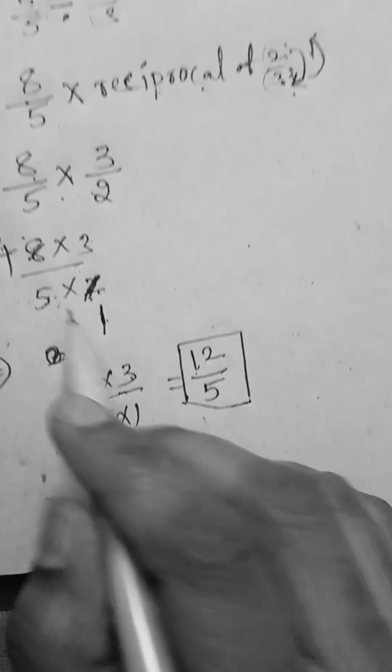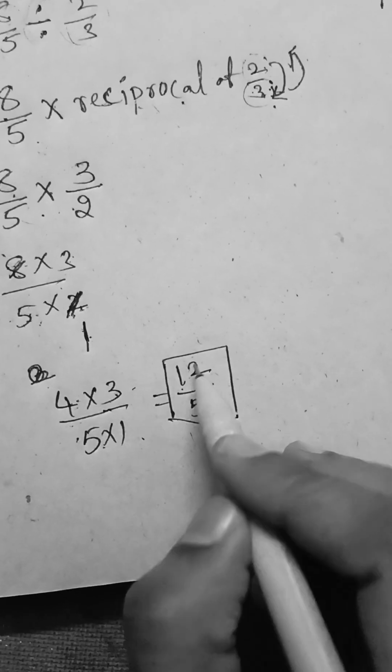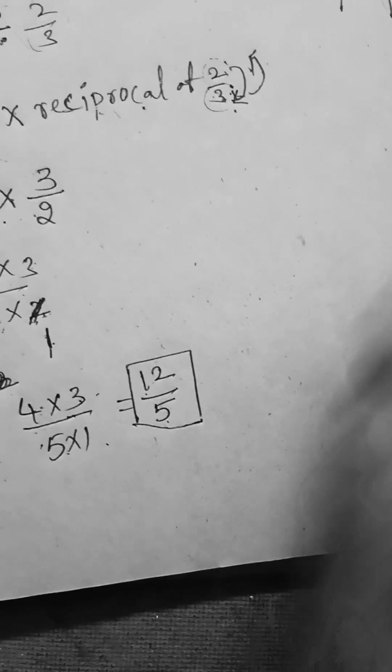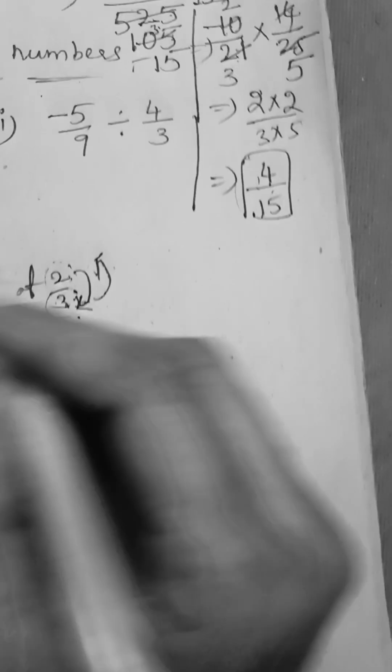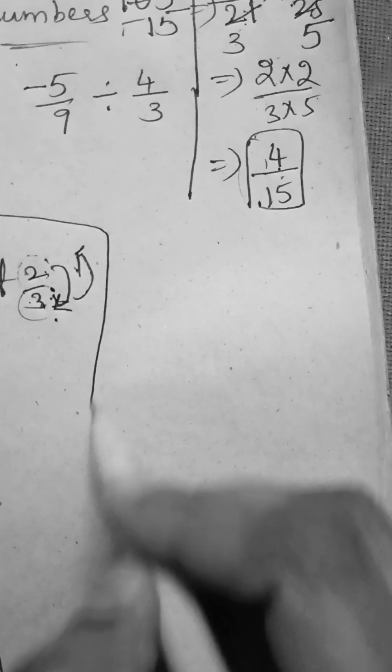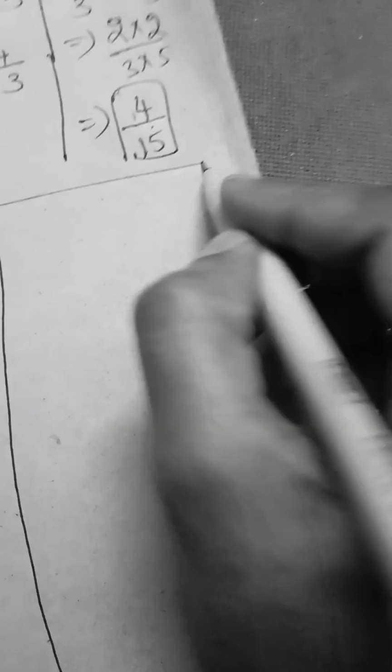4 into 3, 5 into 1. Now 4 3s are 12 divided by 5. Okay, understood? This is a division. And one more sum is also there. If I explain this sum, you can understand easily.